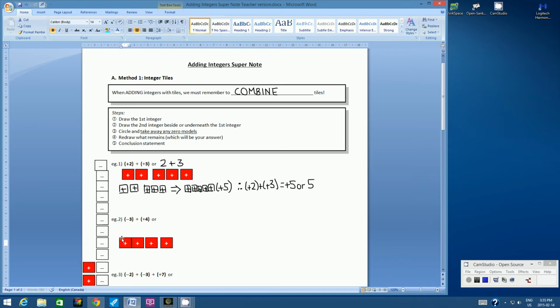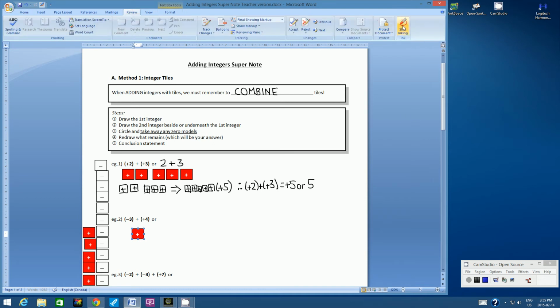Okay, so I'm going to just move these out of the way. It's going to take me a lot longer to do that than it will for you. So I've taken away 3 negative tiles and 3 positive tiles, 3 zero models. And then whatever remains is going to be our answer. So hopefully our answer is going to be +1. Okay, so let's switch over now.